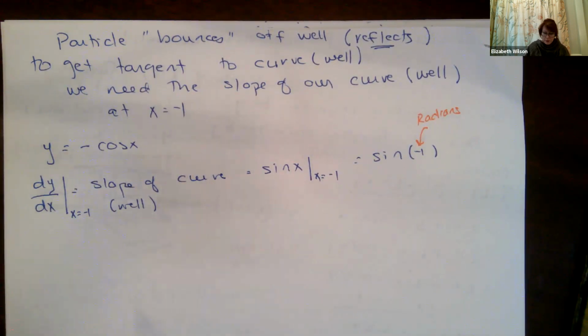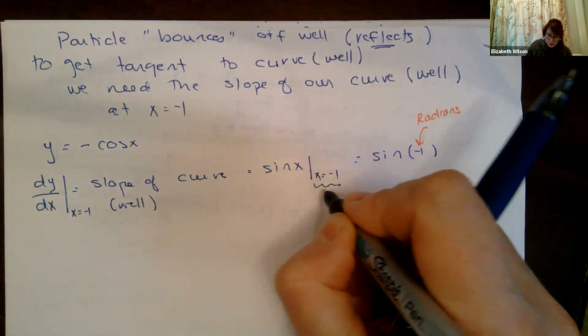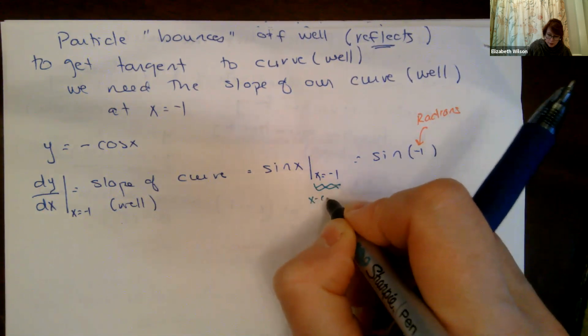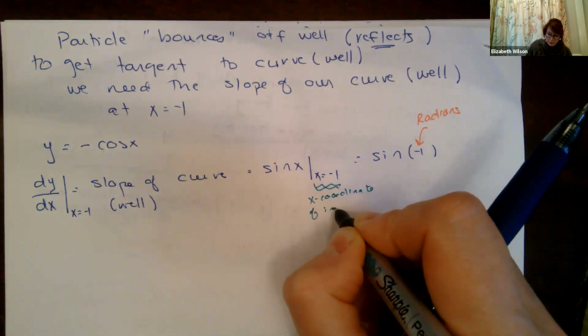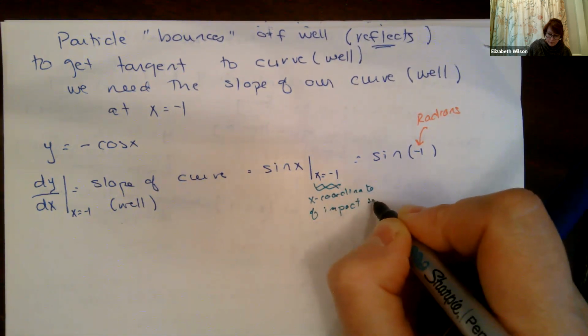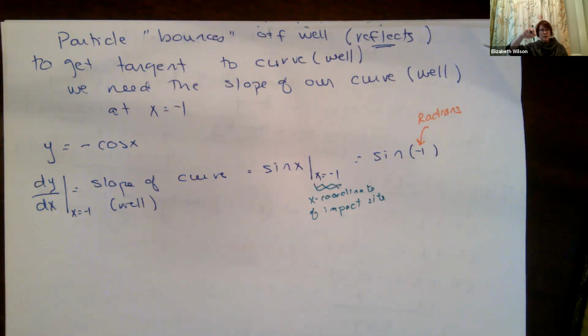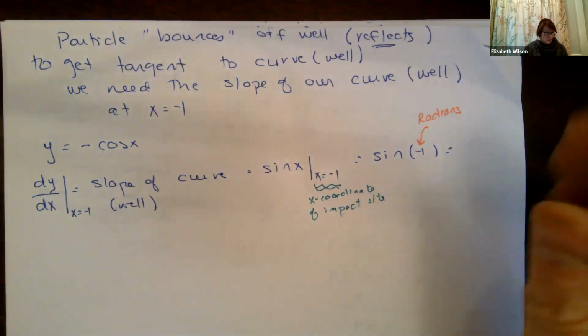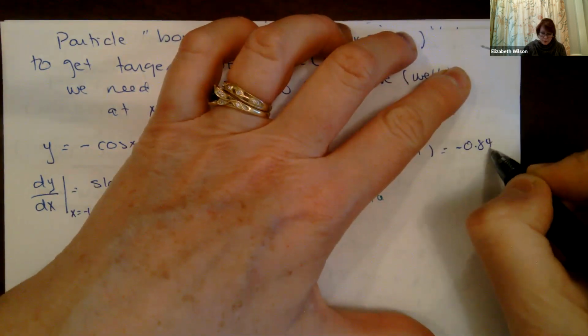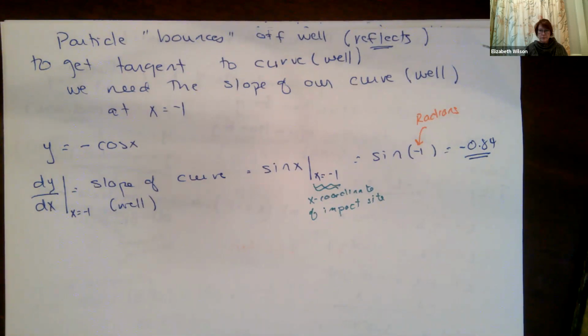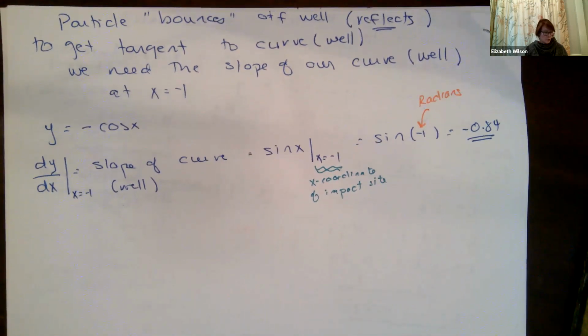And why are we doing it at -1? Because this is the x coordinate of our impact site, right? Remember, we dropped it straight down. So when x is equal to -1, it hits the well. So that's our impact. That's where it's going to reflect. So I need to know what the slope is at that point right there. So sine of -1 in radians is going to give us minus 0.84. Okay, so that gives us a slope.